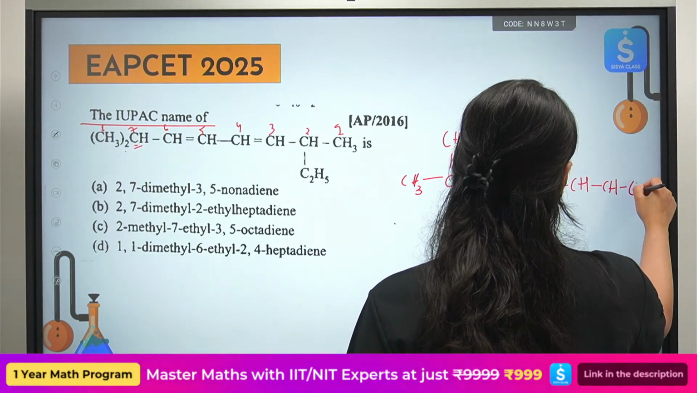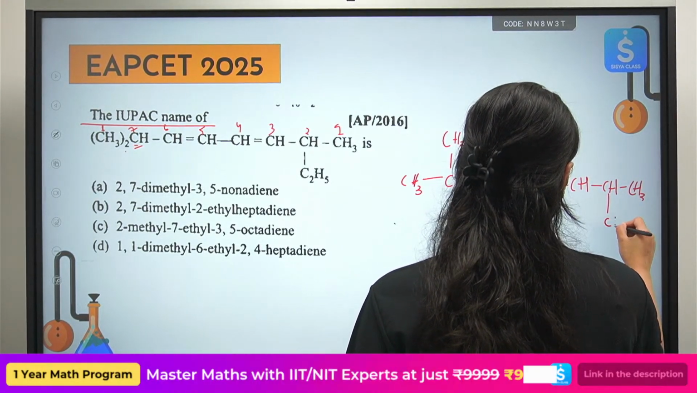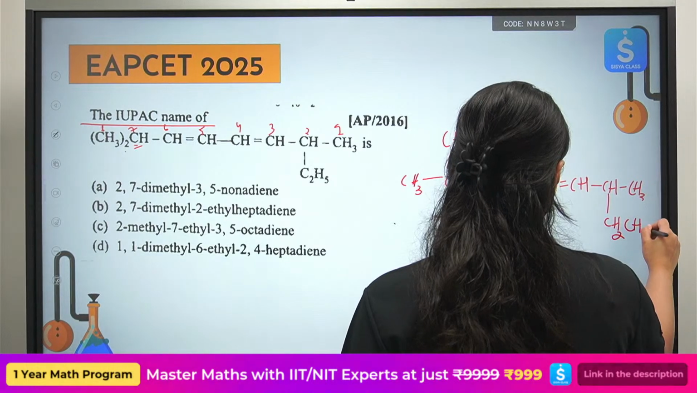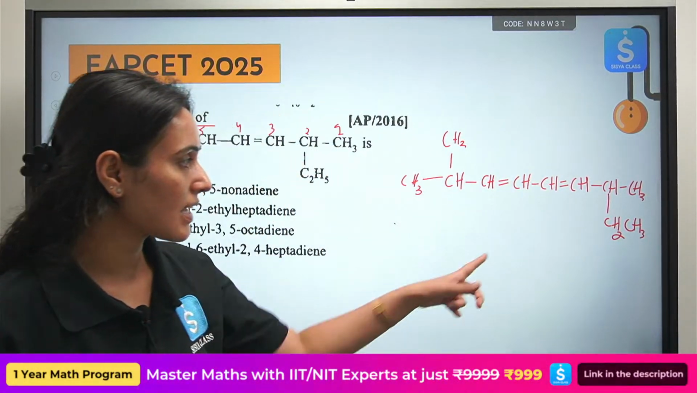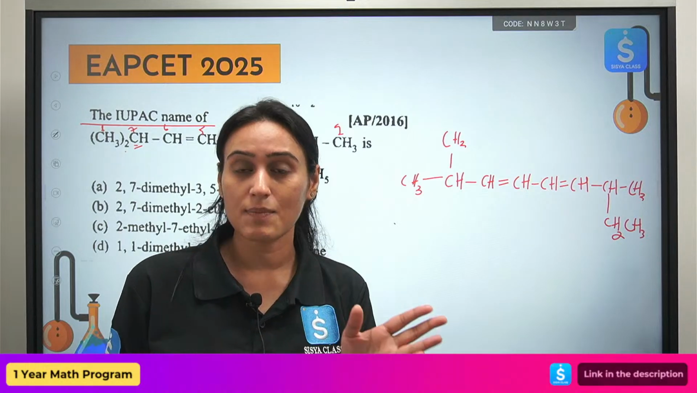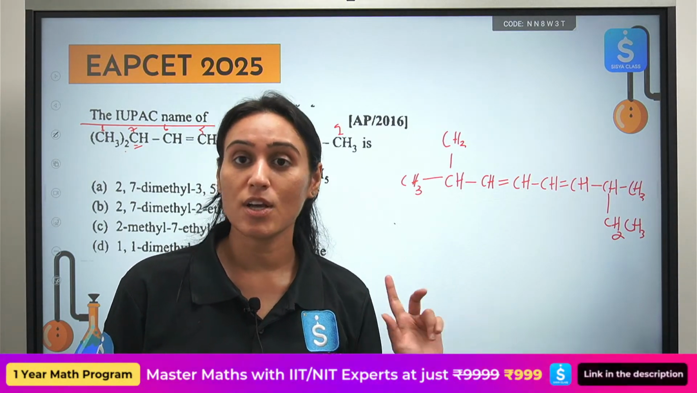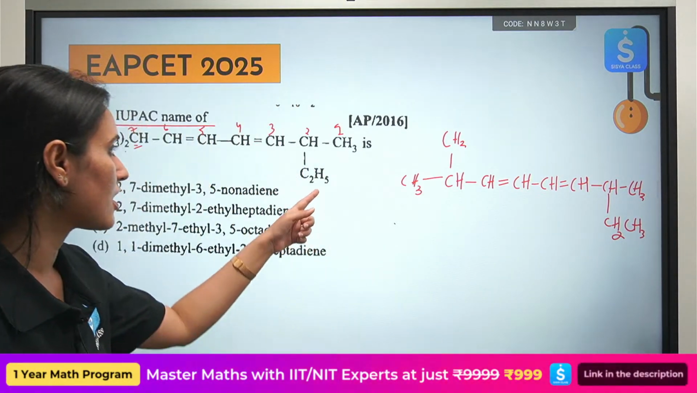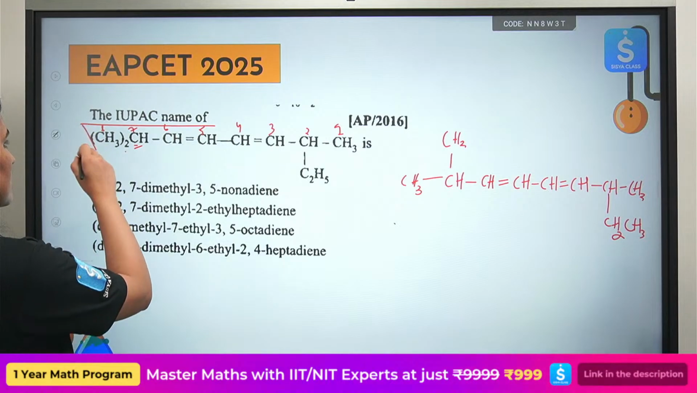Now please notice this C2H5 that is written here. I can expand it to CH2, CH3, right? I'm not doing anything wrong. I am expanding it because otherwise you will not see it and you will select this to be your parent chain. That would be wrong.